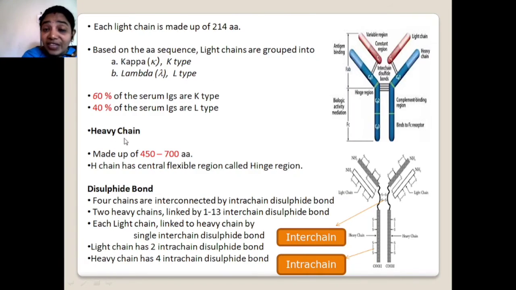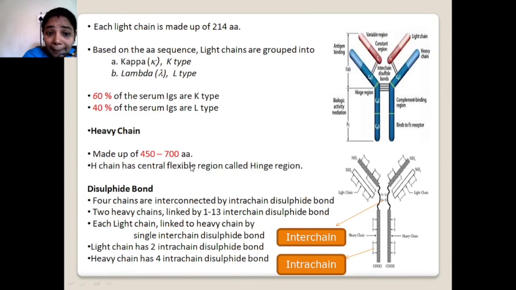Then you see the heavy chain of immunoglobulin. The heavy chain is made up of 450 to 700 amino acids. This one is 214; here it is 450 to 700 amino acids. There is a flexible region in the heavy chain. That region is known as the hinge region. Don't forget, sometimes they ask which one is the flexible region in immunoglobulin. That means the hinge region.